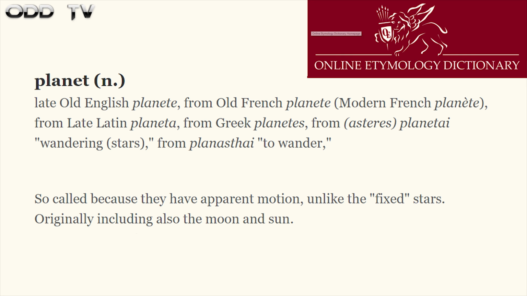Now let's keep going. From planetes, to wander, so called because they have apparent motion unlike the fixed stars, originally included also the sun and moon. Okay, so they move in a completely different way than the regular uniform stars that all move the exact same. Originally included the sun and moon. Also, Earth was originally not included because it's not a planet, it's a plane.